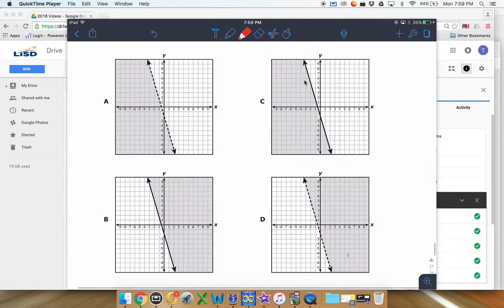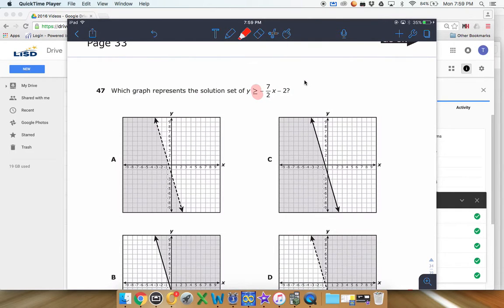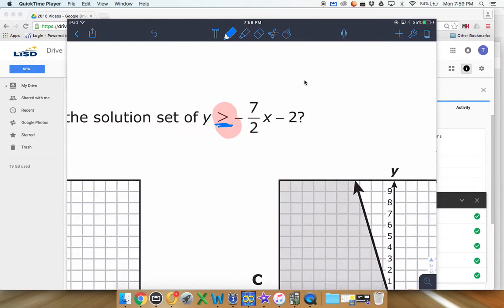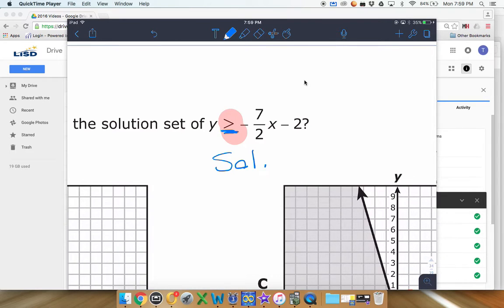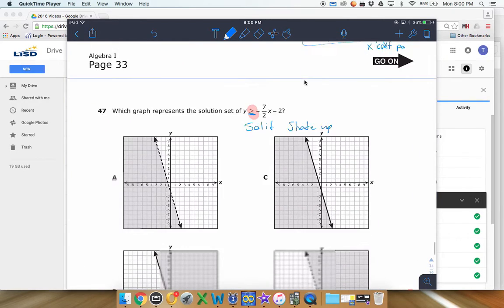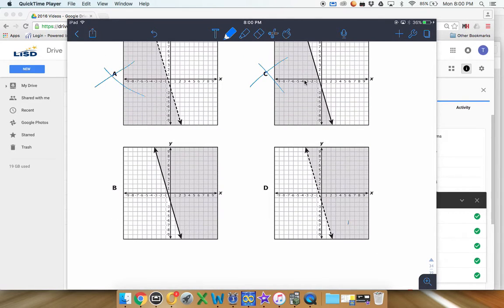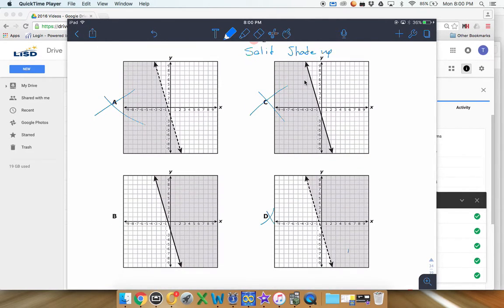The only thing that's different is if you shade above or shade below, and also if you do a dotted or a solid line. So the little line under the greater than means equal to, and if you have an equal to, that means a solid line. Also, when you have it solved for y, greater than usually means shade up. So I'm already seeing A and C are not shading up. Those are shading downward. And D has that dashed line, so that can't be it. So it's got to be B in this case.